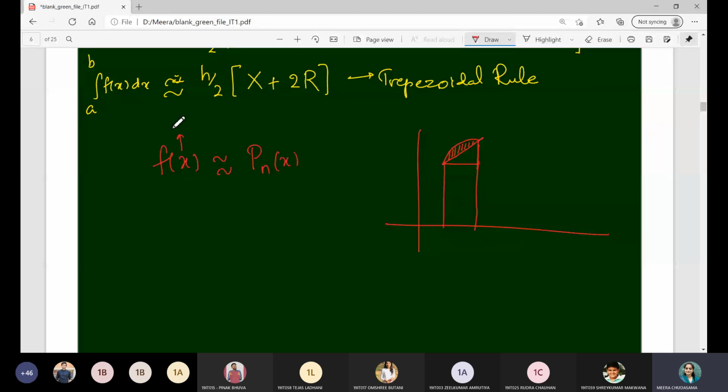Suppose you are given n plus 1 discrete data for the function, you will approximate it with the nth degree polynomial interpolation formula. Then the integration of f of x is the same as the integration of Pn x, when you have approximated the function by a polynomial, right? So now here we are going to consider Newton's forward interpolation formula to find, if the corresponding curve is approximated with a quadratic polynomial, what will be the corresponding formula.